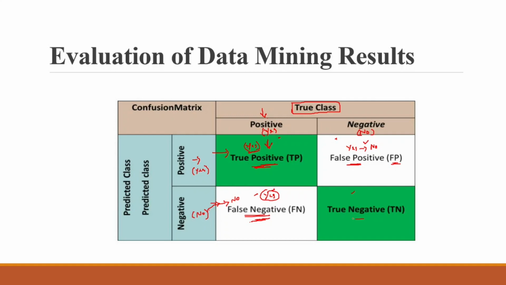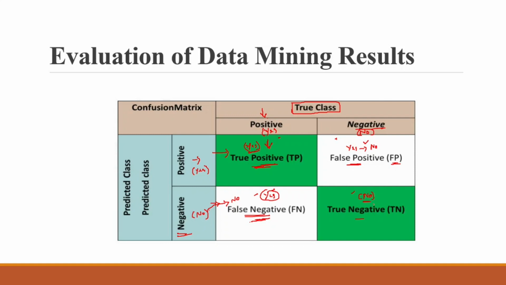And the last one is, on the column I have negative, and here on the row also I have negative. So what does that mean? The actual label of this data is no, and my machine is also saying that it is no. Okay, so it has predicted properly, with a proper label, right?